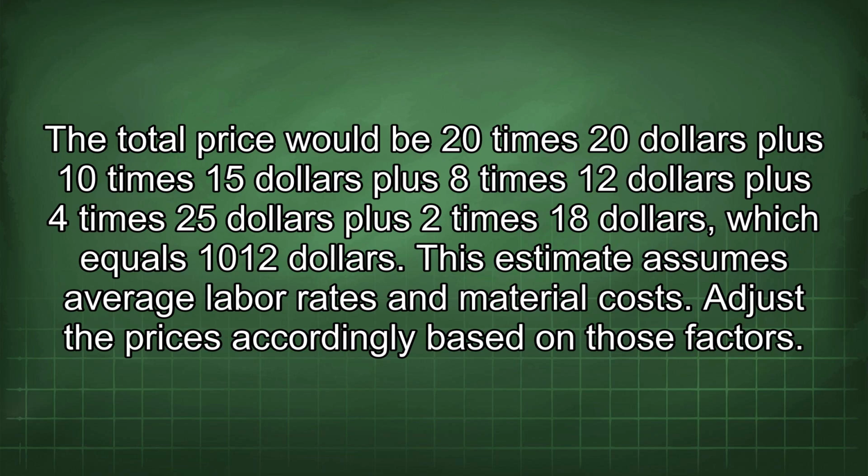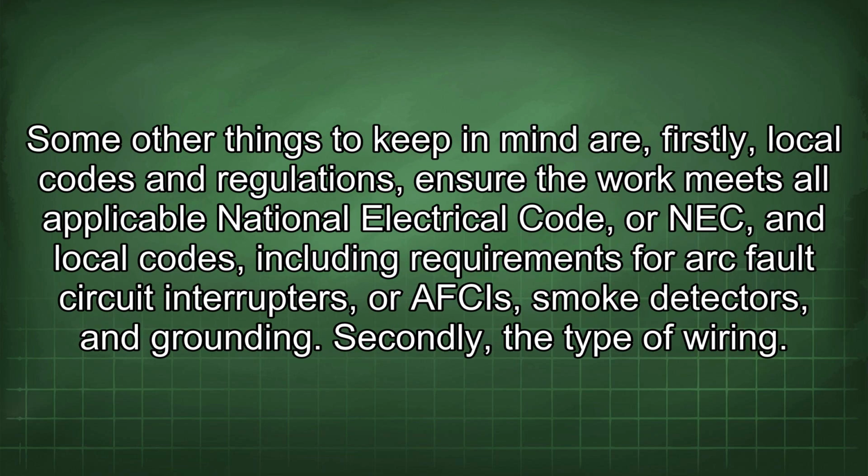This estimate assumes average labor rates and material costs. Adjust the prices accordingly based on those factors. Some other things to keep in mind are, firstly, local codes and regulations. Ensure the work meets all applicable National Electrical Code, or NEC, and local codes, including requirements for arc fault circuit interrupters, or AFCI, smoke detectors, and grounding.